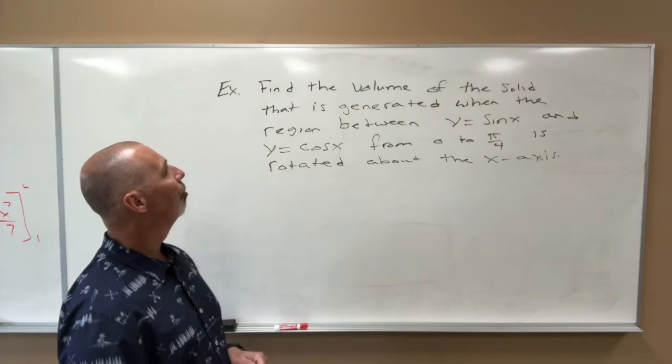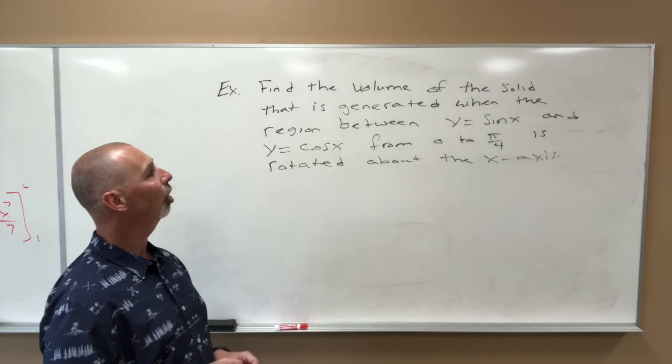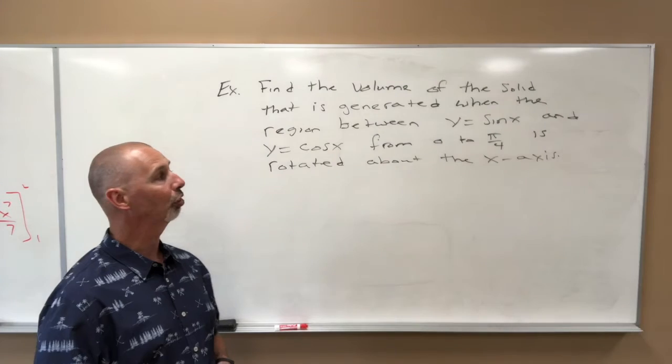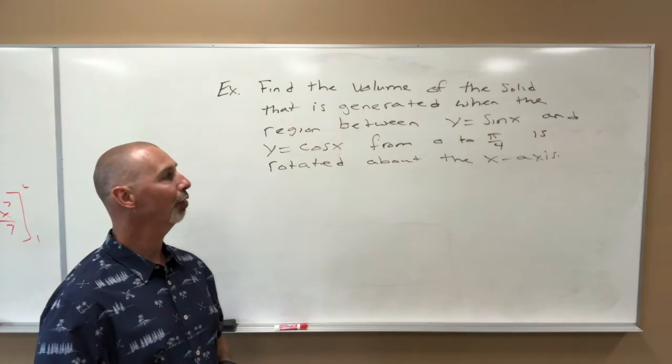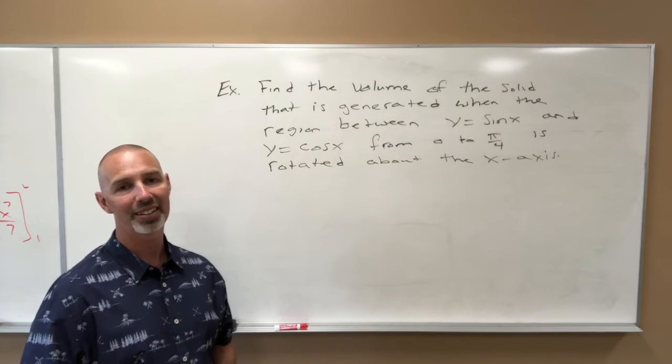The question is, find the volume of the solid that is generated when the region between y equals sine x and y equals cos x from 0 to pi over 4 is rotated about the x-axis.